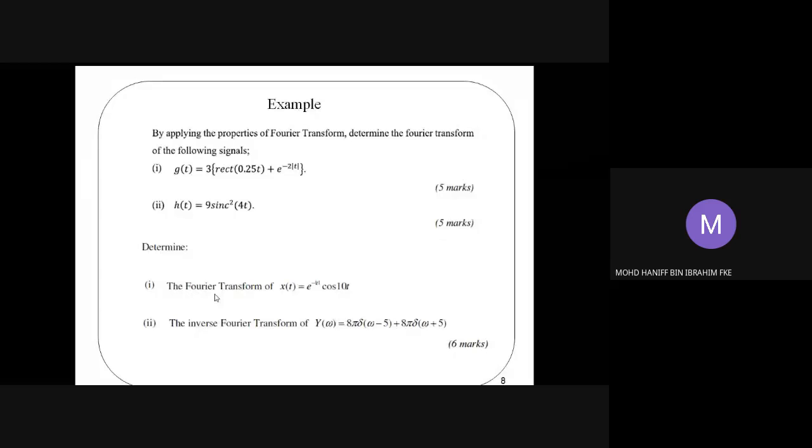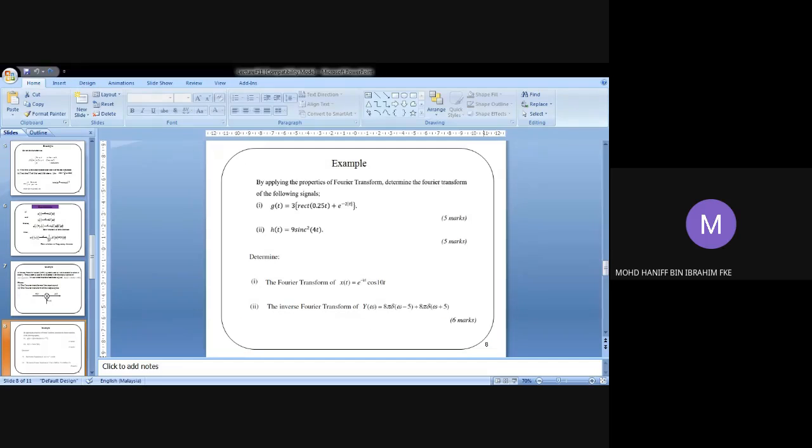You are given x(t) in time domain, exponential negative modulus t, times cos of 10t. For the first question, you need to find the Fourier transform. The second question is to find the inverse Fourier transform. You are given Y omega, the frequency domain signal, and you need to find what the time domain signal should be. That's what the question is all about. Let's have a look at the solution for this example.